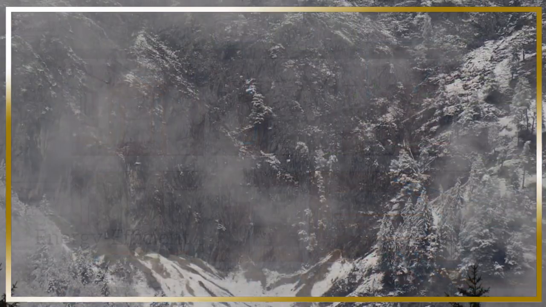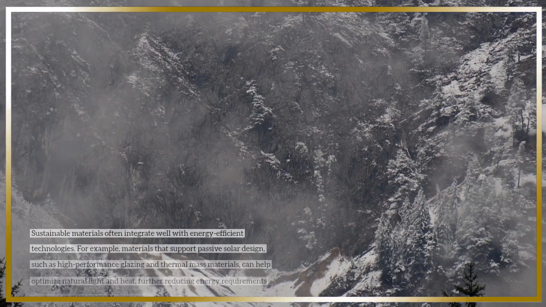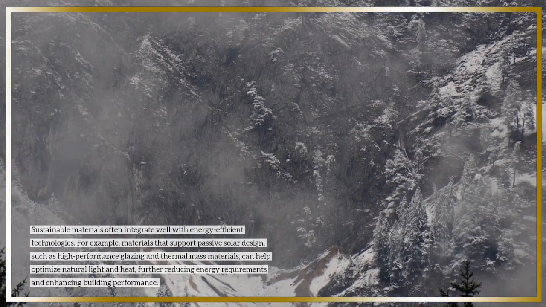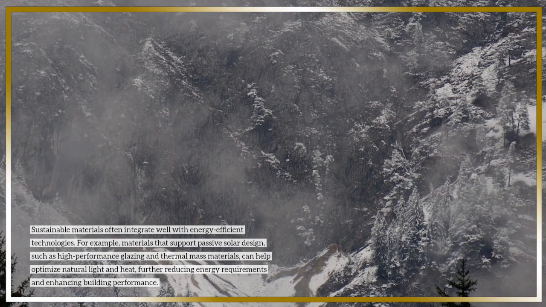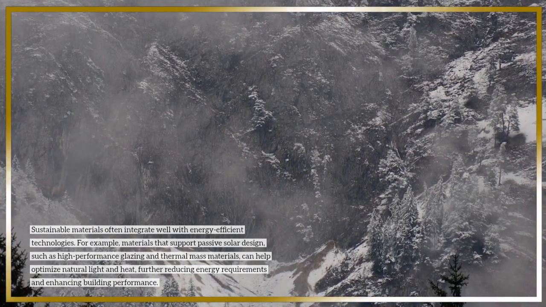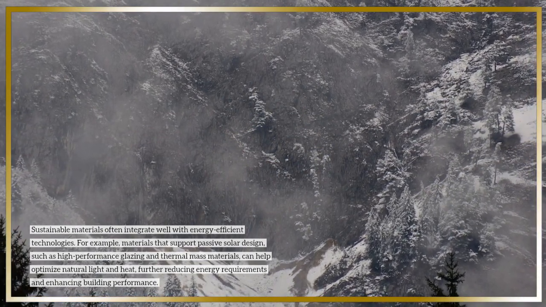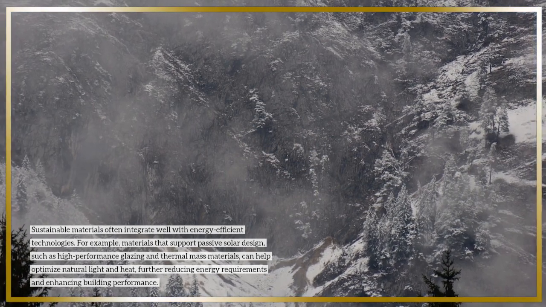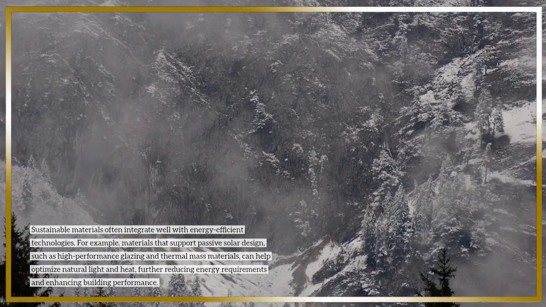Energy-efficient technologies. Sustainable materials often integrate well with energy-efficient technologies. For example, materials that support passive solar design, such as high-performance glazing and thermal mass materials, can help optimize natural light and heat, further reducing energy requirements and enhancing building performance.